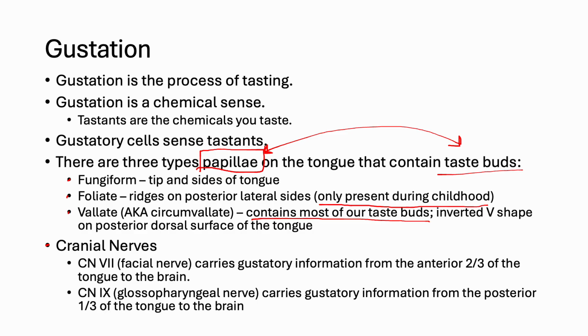So cranial nerve 7, which is our facial nerve, is going to carry information from the front, or the anterior 2/3, of the tongue. Our cranial nerve 9, or the glossopharyngeal nerve, is going to carry that taste or gustatory information from the back 1/3 of the tongue. So we have 2 cranial nerves involved in gustation.